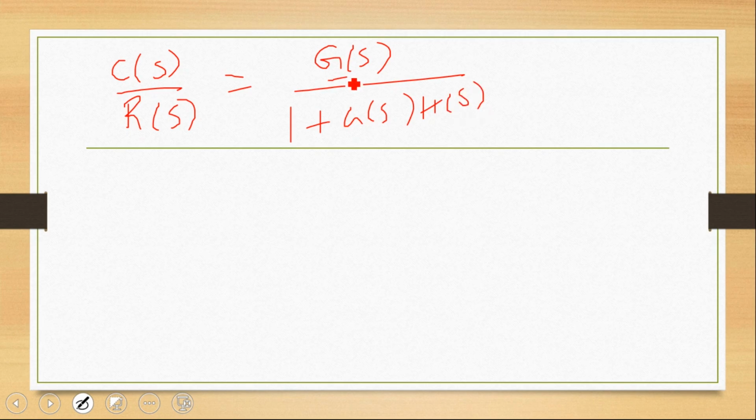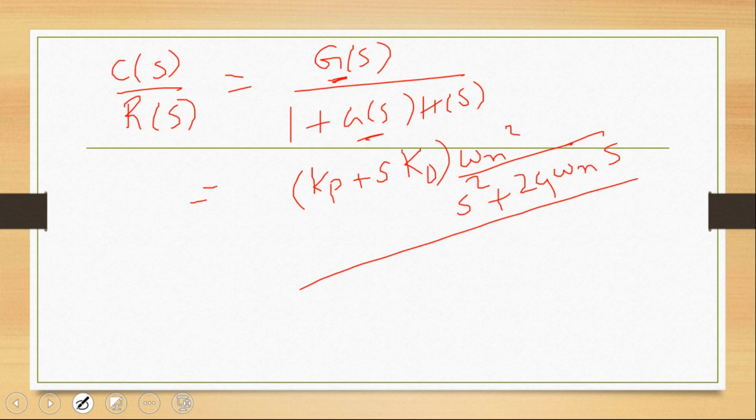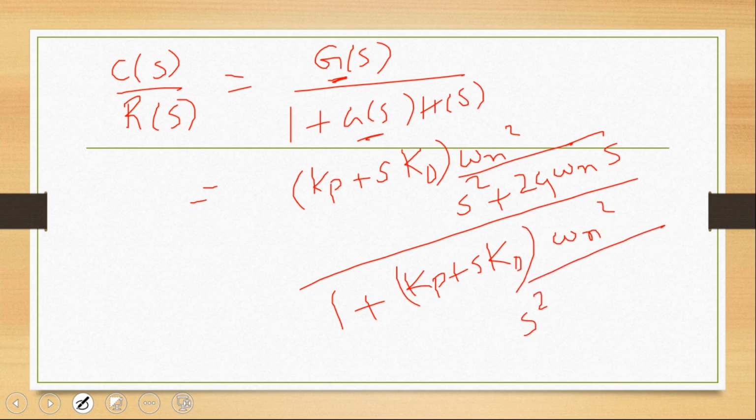And do remember, our G of S is not just simply omega n square by S square plus 2 zeta omega n S. It is along with the controller. So our new G of S is Kp plus S into Kd into omega n square divided by S square plus 2 zeta omega n into S, the whole divided by 1 plus Kp plus S Kd into omega n square divided by S square plus 2 zeta omega n into S into 1. 1 is H of S. So now we simplify and get a standard function.